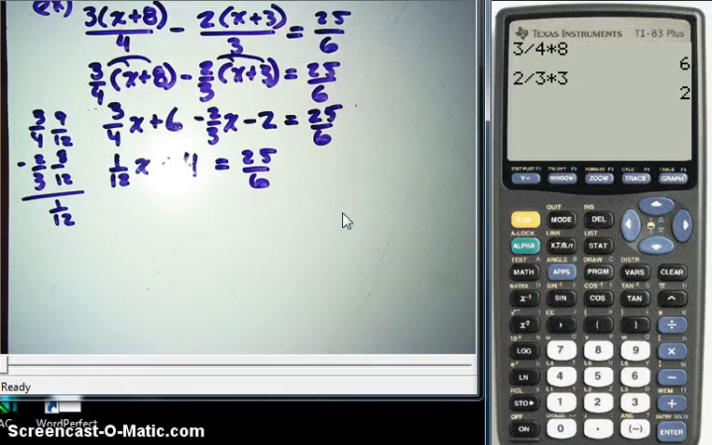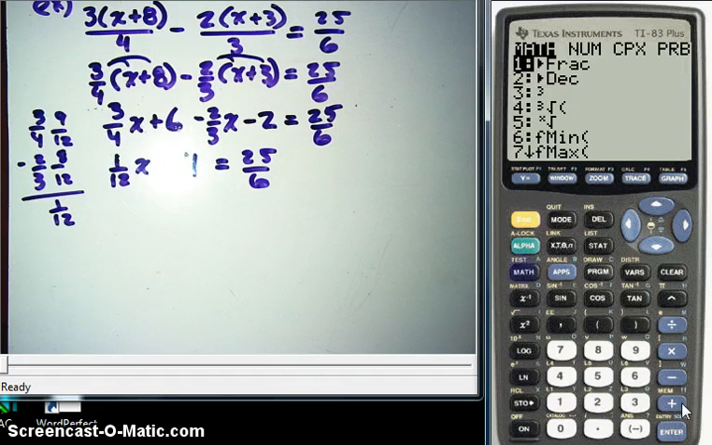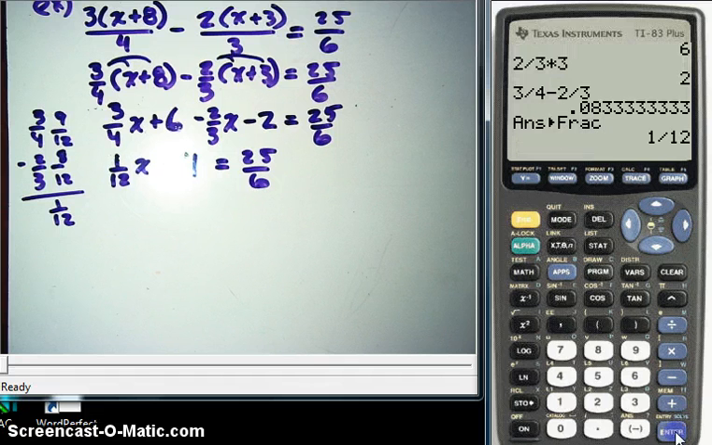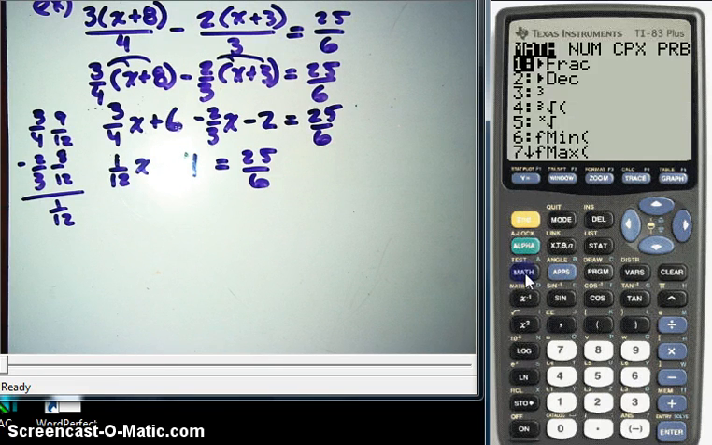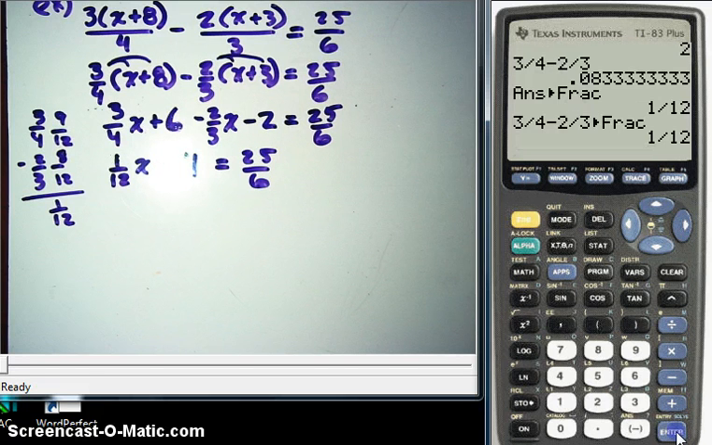You could have as well, if you have a graphing calculator, put in here 3 divided by 4 minus 2 divided by 3. Enter, and you get this large number. Push math, frac, the number 1, and you get the same answer. Now you can do that all in one stroke. If you get this equation back up, and you push math, frac, right at the end of when you put it in, it'll give you just the answer.